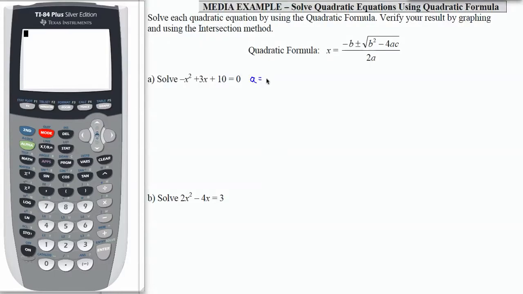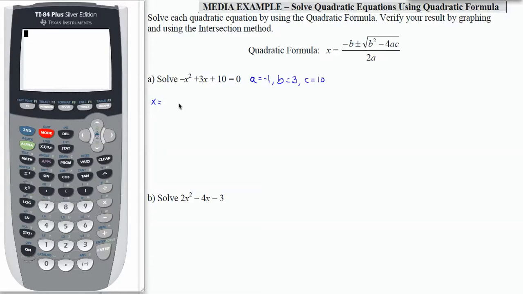A is the coefficient of x squared, so that's going to be negative 1. B is the coefficient of x, so that's going to be 3. And then c is the constant term, so that's going to be 10. To solve using the quadratic formula, we're going to take the values for a, b, and c and plug them into this computation here. You're going to want to be very careful with your fraction, with how you compute the pieces, with your values that are negative, etc.